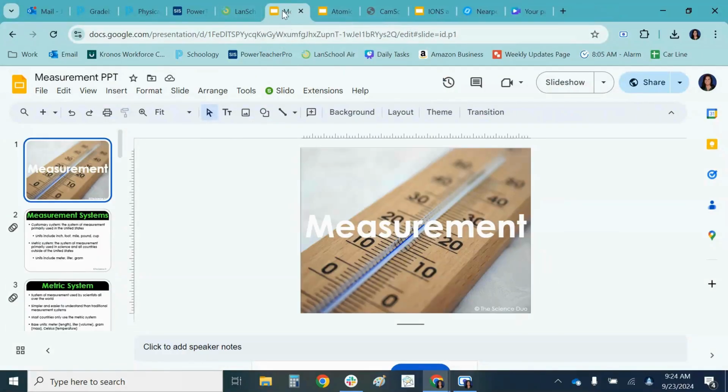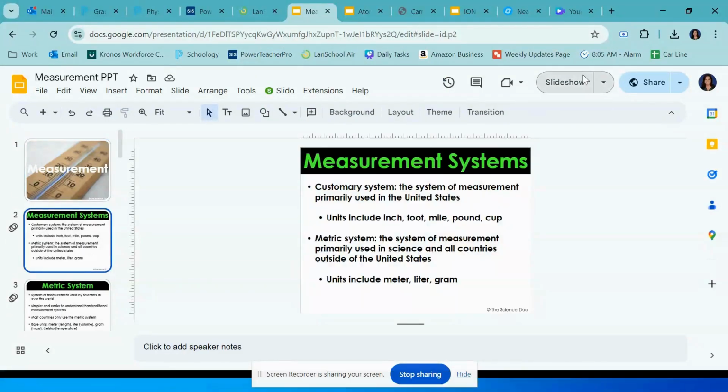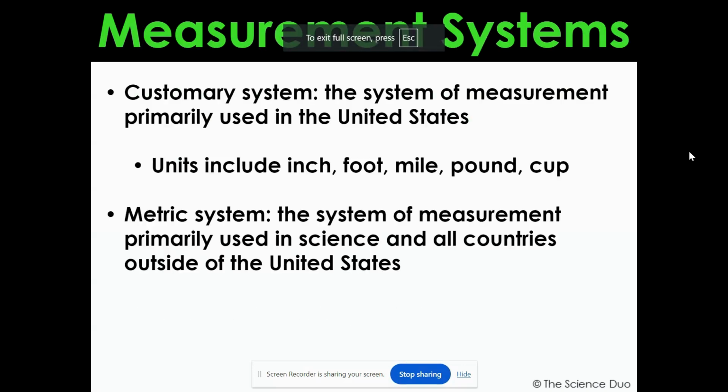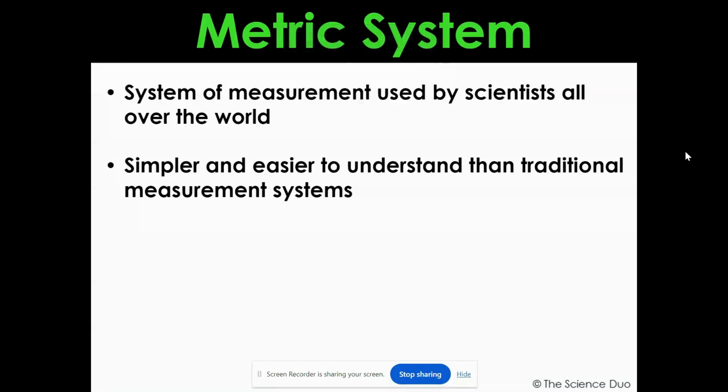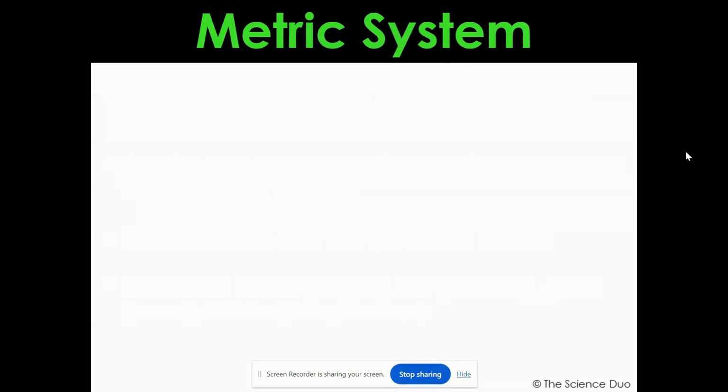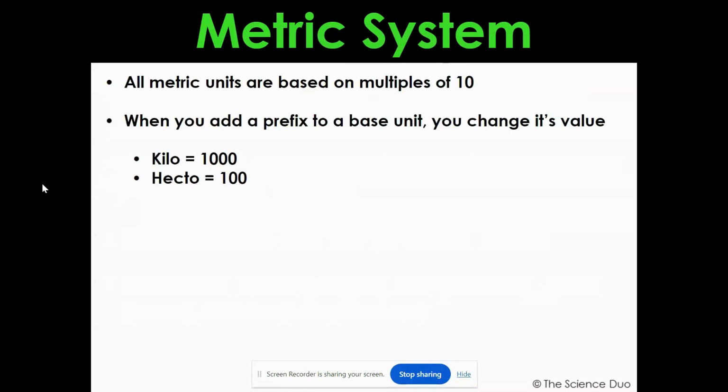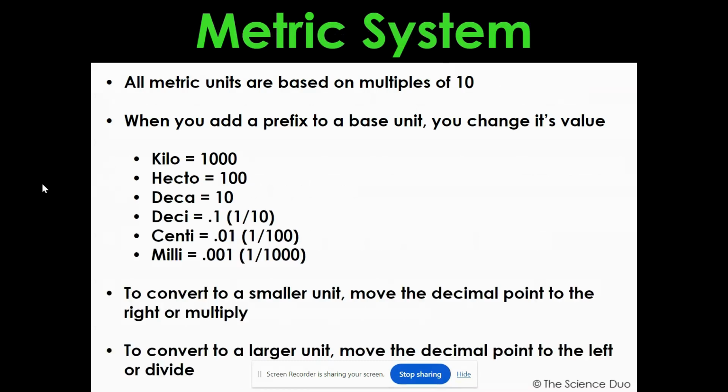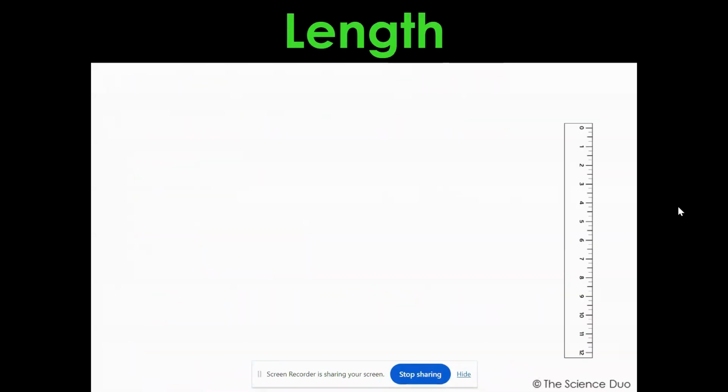Okay, getting into the metric system. Remember that we use the metric system in science, even though we don't use it in the United States. This is the metric system where we use kilo, hecto, deca, deci, centi, and milli, where kilo represents 1,000, hecto 100, deca 10, deci 1/10, centi 1/100, and milli 1/1000th.